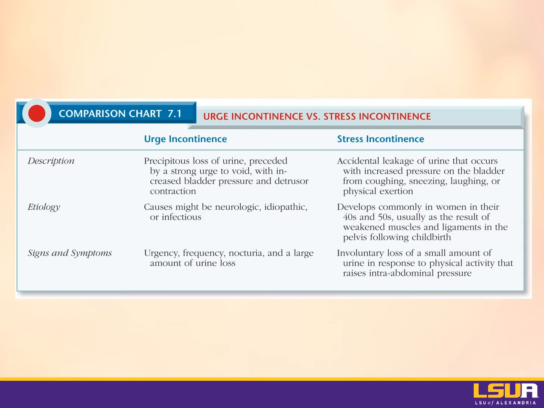Stress incontinence is accidental leakage of urine that occurs with increased pressure on the bladder, like when we cough or sneeze or laugh. And that's usually one of the things the provider will ask: are you losing urine when you cough or sneeze? Because if it starts happening, they're going to start evaluating if you're a good candidate for bladder surgery. Stress incontinence usually happens in women when we get over 40 or 50 from our weakened muscles. And it's whenever it just involuntarily happens. That's why we've got all these cool products we can buy now, because it happens to us throughout the day.